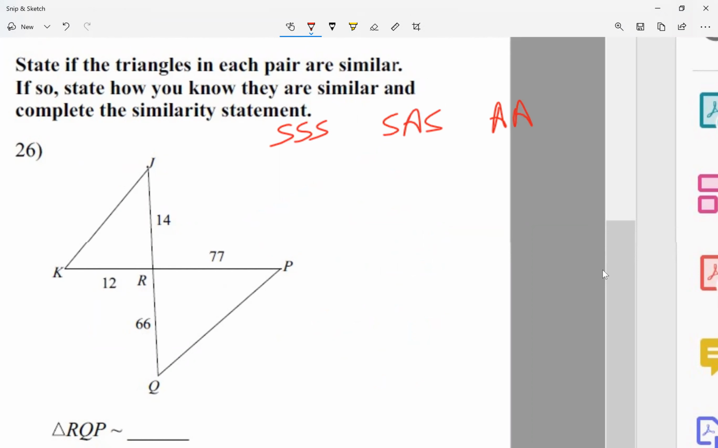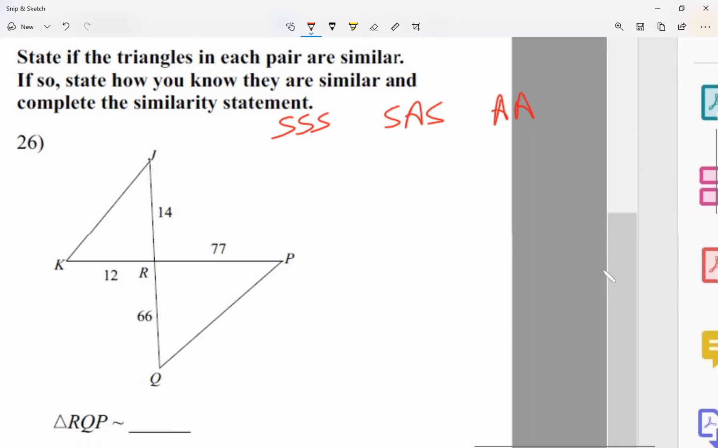When I use angles, the angles must be equal. When I use sides, the sides must be proportional. Okay, so state if the triangles in each pair are similar. If so, state how you know they are similar and complete the similarity statement. Okay, so first I see sides.